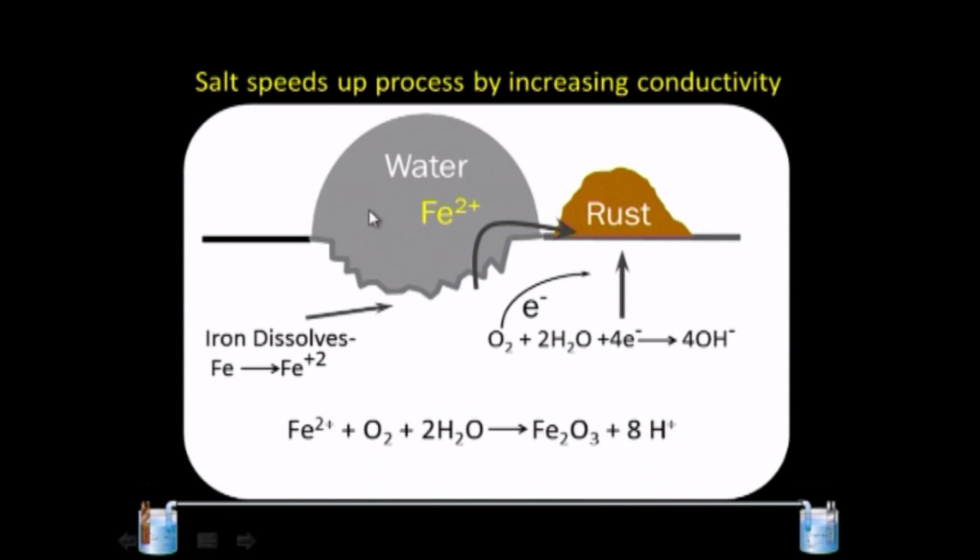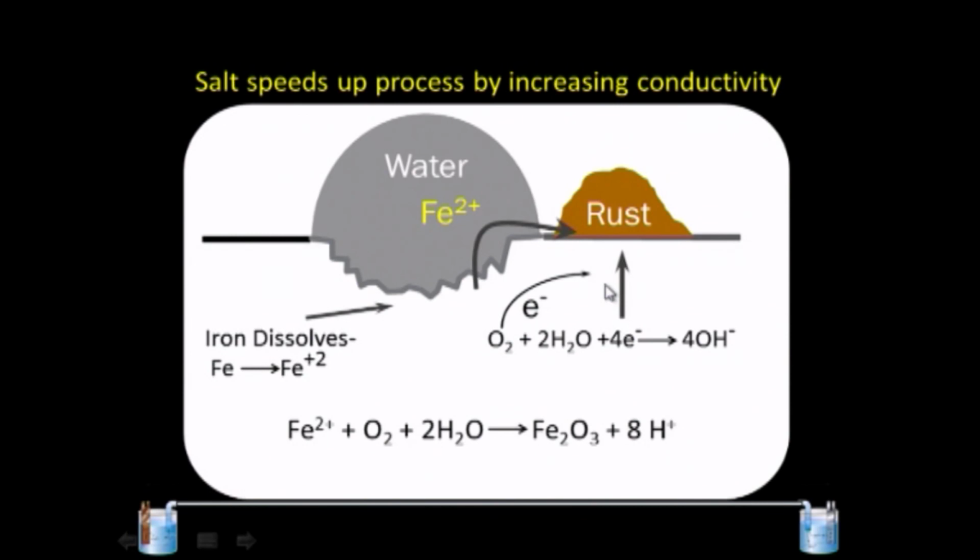This is another example. If we add salt, it speeds up the process by increasing conductivity, and the rust formation becomes more. This is water droplet, and here iron starts dissolving giving Fe2+, which reaches near water surface, and Fe2+ reacts with oxygen which is available at the surface and 2 molecules of water to give Fe2O3, and 8 protons are formed. Now oxygen which is available at the surface reacts with 2 molecules of water and 4 electrons giving 4 hydroxide ions. Now these electrons and Fe2+ start forming rust, which is Fe2O3, which can be seen at the surface of iron.